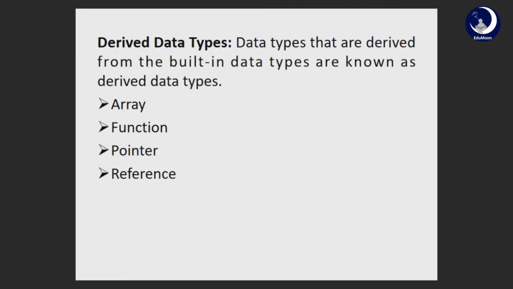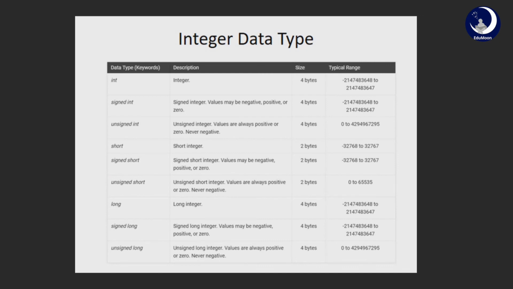Derived data types are those data types that are derived from the built-in data types, so they are called derived data types. And these are arrays, function, pointer, and reference. So now let's look at the integer data type. The keyword is int, which stands for integer, and its default size is 4 bytes. And this is the typical range.